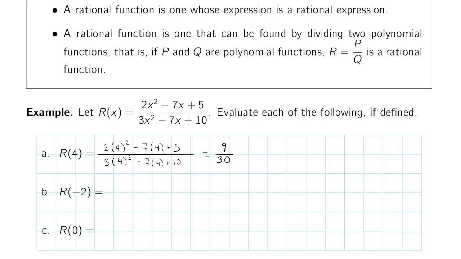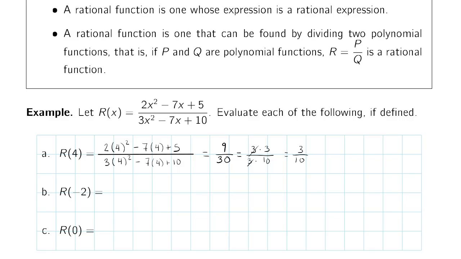Depending on what we want to do next, we might leave it like that. We might cancel the common factor of 3 and give this as 3/10. Unless it says simplify, you don't have to simplify. So leaving it as 9/30 is fine, but we can also write it as 3/10.